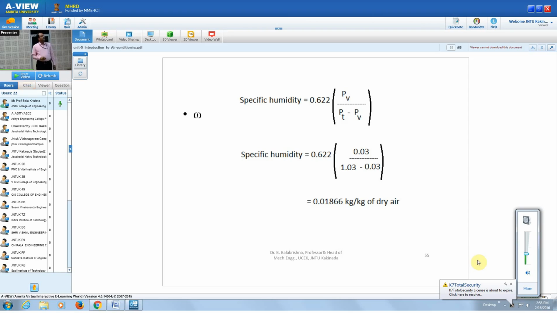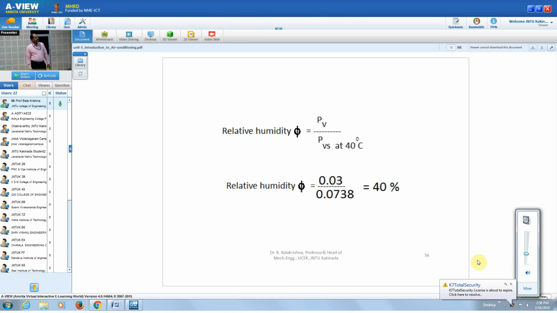Therefore the specific humidity is 0.622 times, already we have seen this formula previously, and then you substitute the values. Therefore the specific humidity is 0.0186 kg per kg of dry air. Next slide. The relative humidity according to this formula, PV by PVS at 40 degrees centigrade, is 40%.